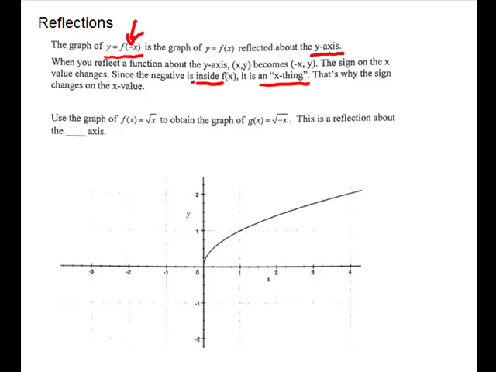So we're going to use the graph of f of x equals the square root of x to obtain the graph g of x equals the square root of negative x. And this will be a reflection around the y-axis, because the negative is on the inside. So this will be y, right? And so we'll do points. This one should be, and for something like that.